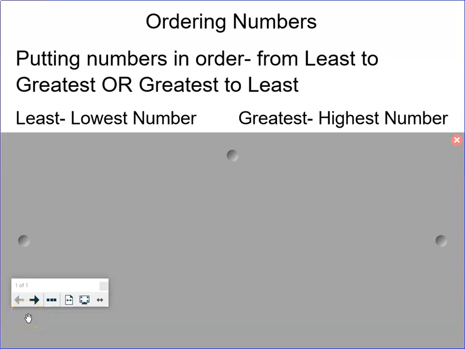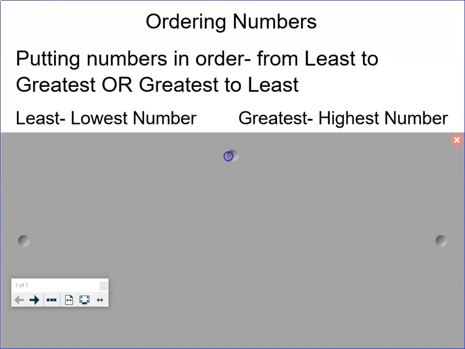Today we're going to be talking about ordering numbers. When we order numbers, we put numbers in order from either least to greatest or greatest to least. The least is the lowest number and the greatest is the highest number. So depending on what your directions say is what you're going to do. One of the most common mistakes students make in this is not reading the directions.